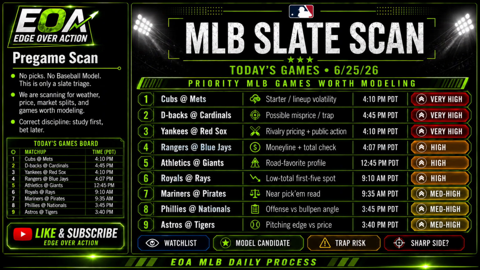Next, we have Rangers at Blue Jays. All right. Similar starter ERAs, but Toronto is priced as a clear favorite. It's a market respect question, pretty much.